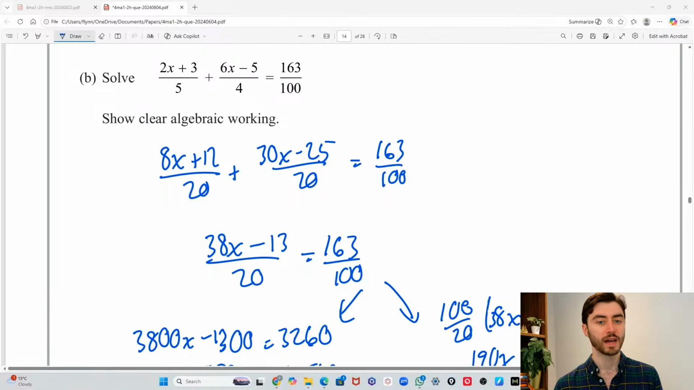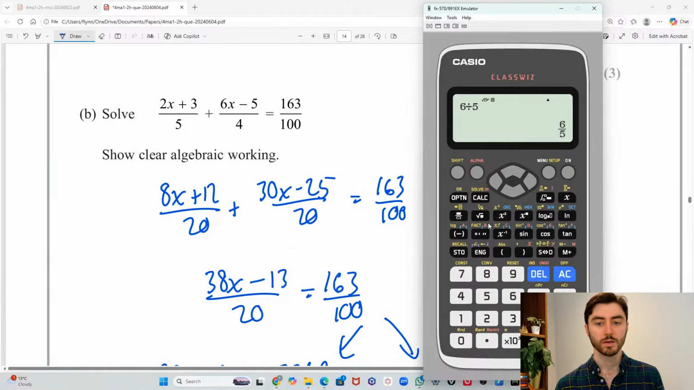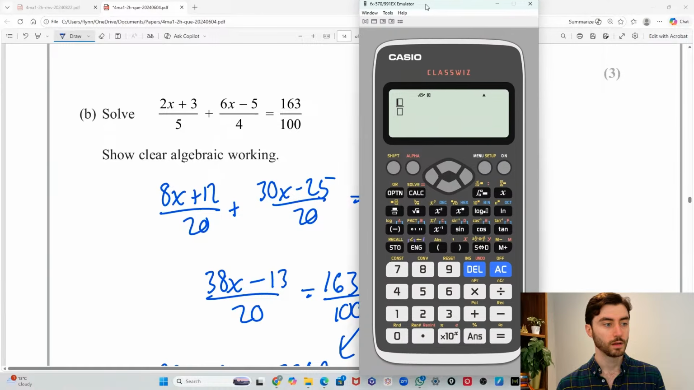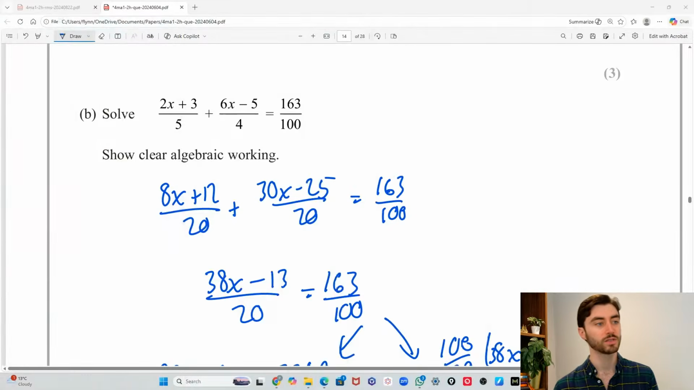Solve this thing equaling that. Well, that's going to be simple enough. I'm just going to plug my answers in. So I said x is equal to 6 over 5. So 2 answer plus 3 all over 5 plus 6 answer minus 5 all over 4. It does get me my 163 over 100, so I know that's correct.